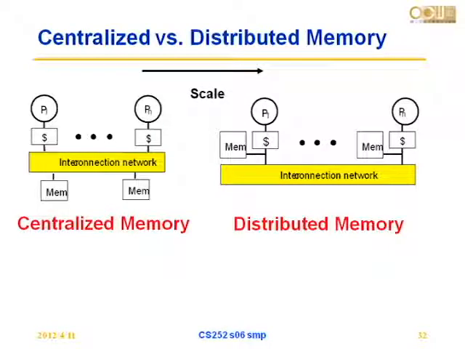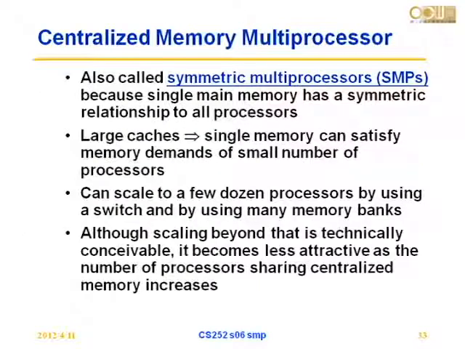Okay, centralized memory. Memory can also be modularized. But anyway, the distance from any processor to any memory module is the same. Same distance between any processor-memory pair. Different distances between different memory processor pairs. For the centralized memory multiprocessors, it can be symmetric.